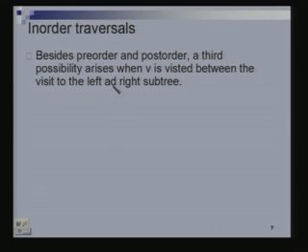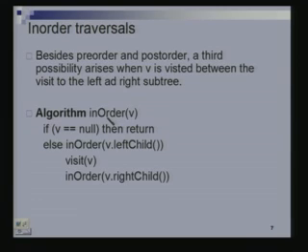Right. So there should be an AND between the visit to the left and the right subtree. The pseudocode for in-order traversal would look something like the following. If V is null, then we just get out, else we first do an in-order traversal on the left child, then we visit the node, and then we do an in-order traversal on the right child.